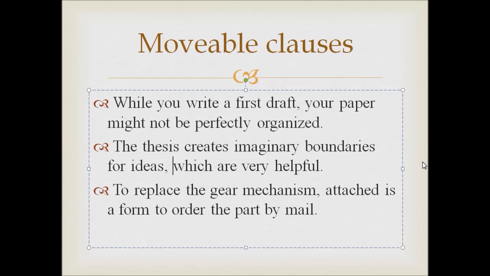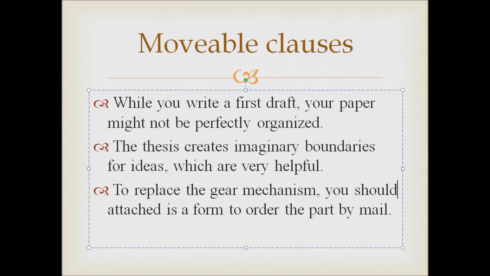And then the third one is just like the examples in your book. To replace the gear mechanism, we need the word here of who is going to replace that gear mechanism. So probably you should attach a form to order the part by mail. Something like that would fix the sentence. Or you could say, there's a form attached to order a part so that you can replace the gear mechanism, or something along those lines would work as well.